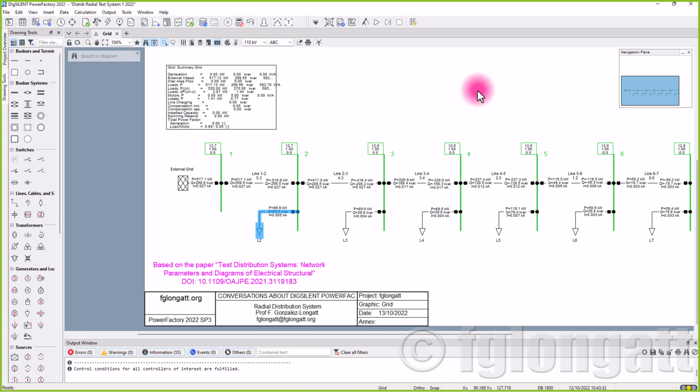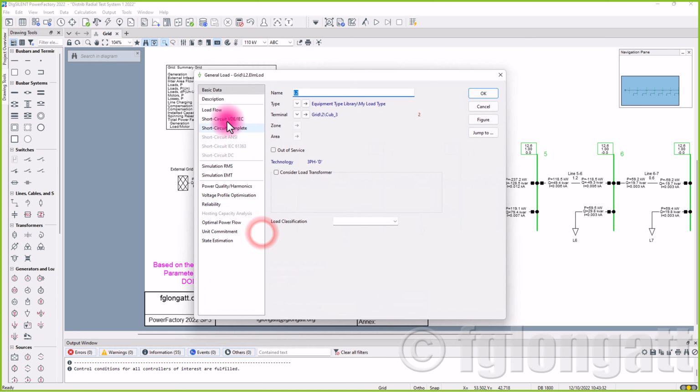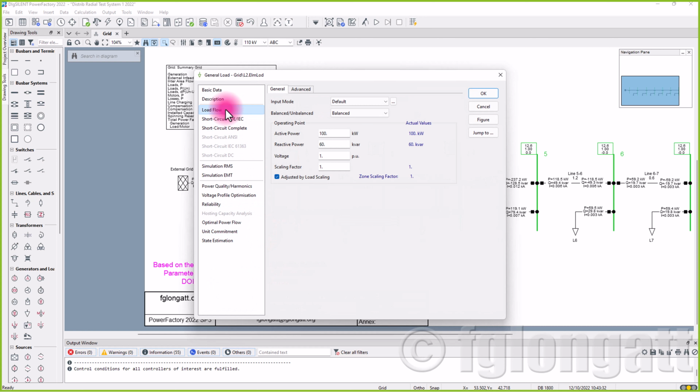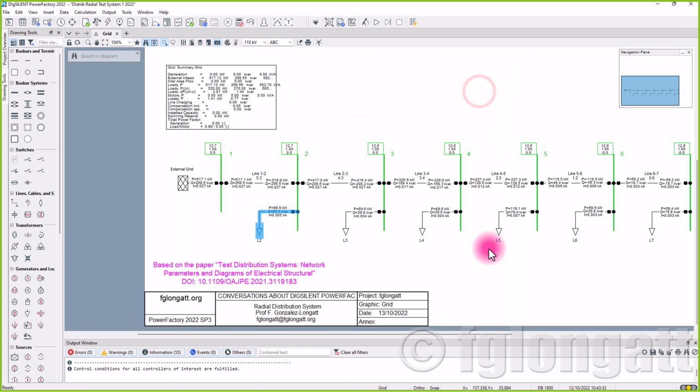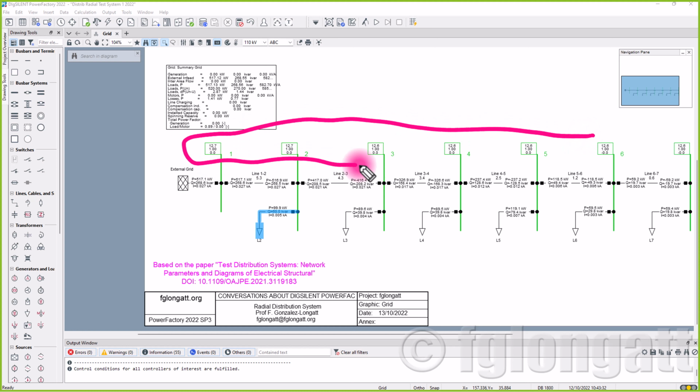There is a change. I don't know if you can see, but there is a small change here. Let me open the load. Oh no, there is not so much change, because the voltages are almost 1 per unit. Okay, I can show you this much better. I don't know if you realize, but all the voltages are almost 1 per unit.